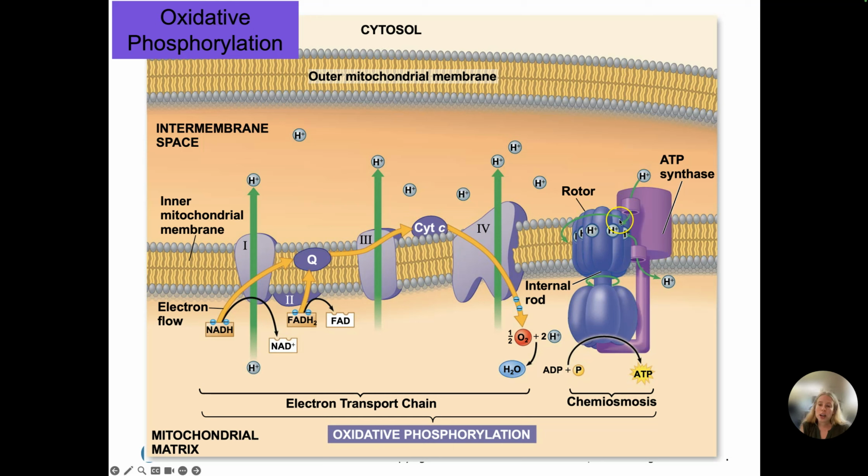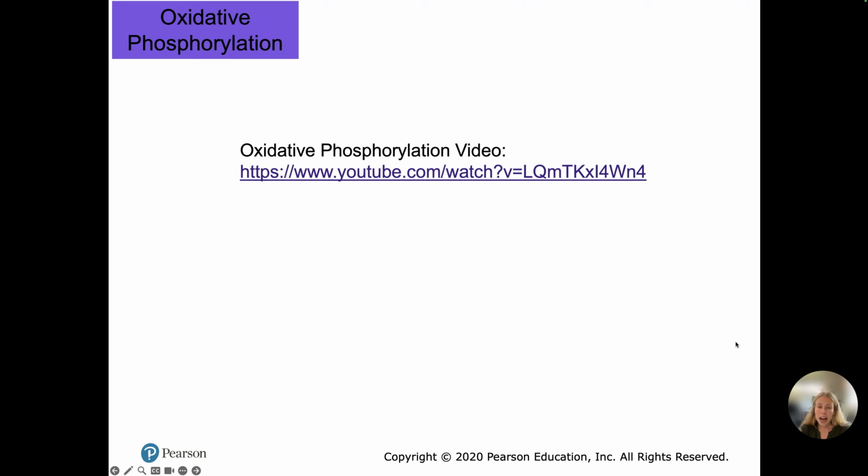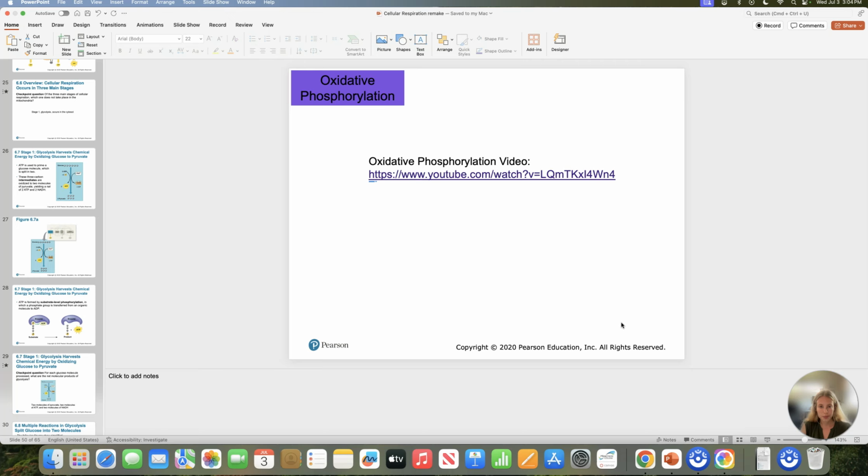Each time a hydrogen ion moves through ATP synthase, it spins this rotor. You can think of it kind of like a wheel, like a spinning wheel. The spinning of that rotor then provides the energy to phosphorylate ADP to ATP. So I have a video that summarizes this whole process of oxidative phosphorylation.